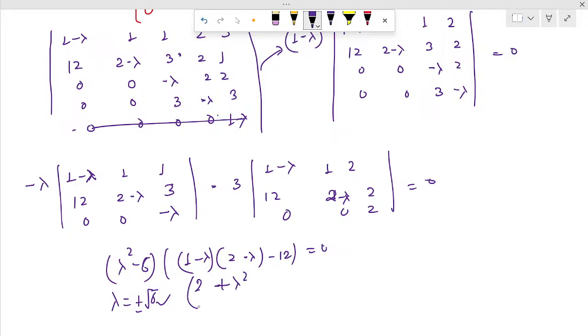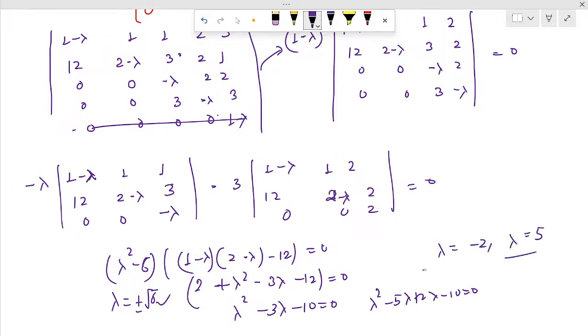And from here you will get 2 plus lambda square. So up till this I have solved, because otherwise it will become such a big question to be solved. So lambda square minus 3 lambda, and then minus 12 equal to 0. So from here you get lambda square minus 3 lambda minus 10 equal to 0. So from here you can clearly see this is lambda square minus 5 lambda plus 2 lambda minus 10 equal to 0. So other two eigenvalues would be minus 2 and 5, and then lambda is equal to plus minus root 6, and then lambda is equal to 1.